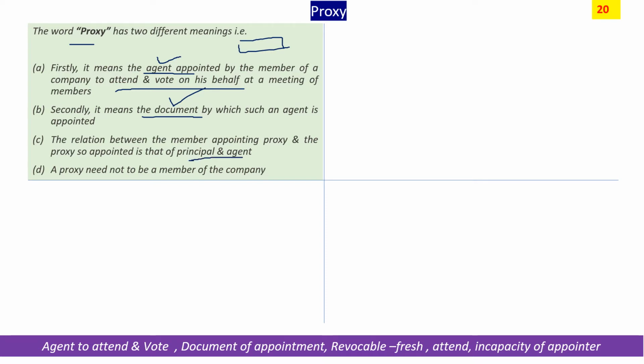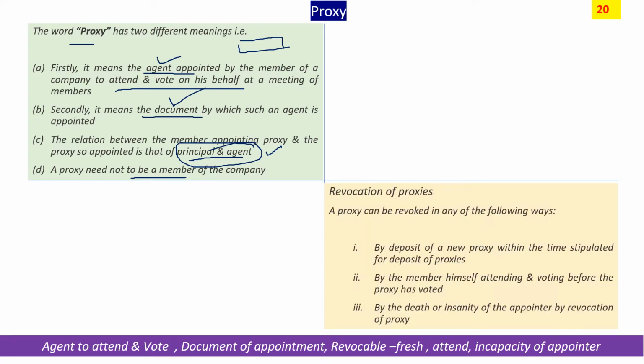And proxy is the agent of a principal. Therefore, it is a relationship of principal and agent. And whoever attends as a proxy need not be a member. He is representing a member. And once proxy is given, a person will attend the meeting. But can the member who gave the proxy withdraw it? Can he cancel it? Can he revoke it?